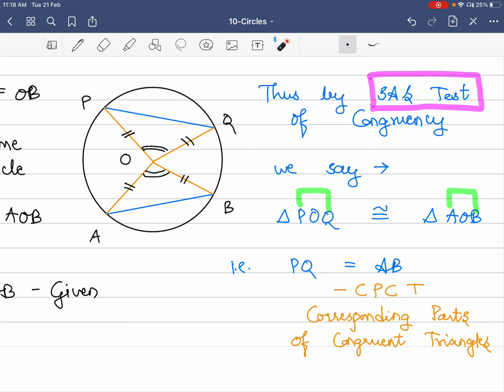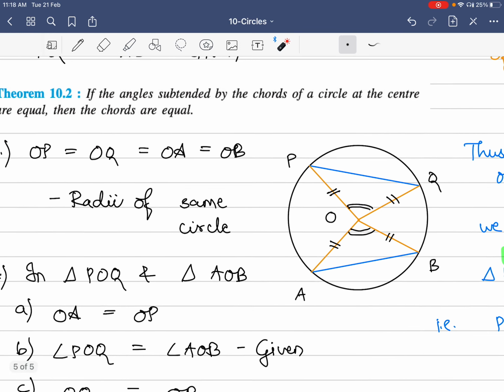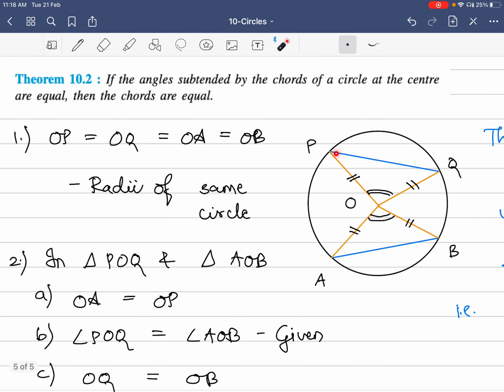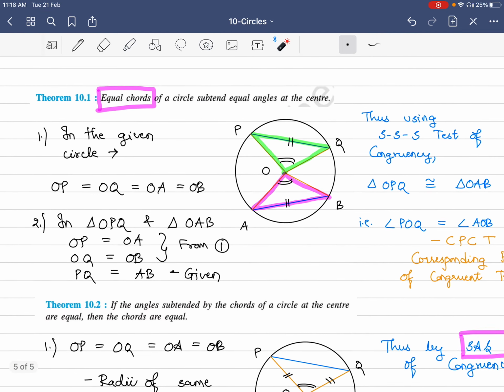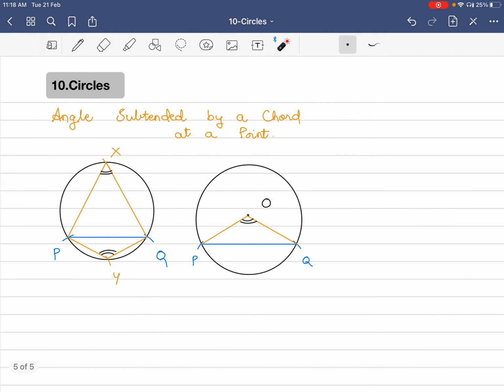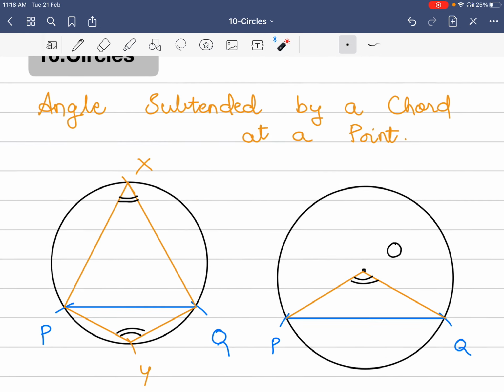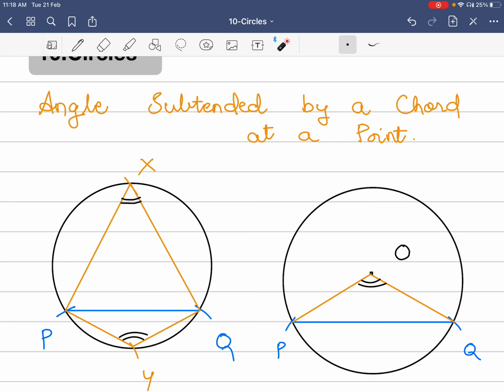So thus, we have proven the converse of the theorem: if the angles subtended by any two chords, which were any two random chords on the circle, at the center are equal to each other, then the chords are also equal in length. That is what the theorem asks, and we have proved it. This was the converse of the previous theorem. So we saw an important concept, which is the angle subtended by the chord at any point, and how the angles subtended at the center by equal chords are always equal to each other. That's it.